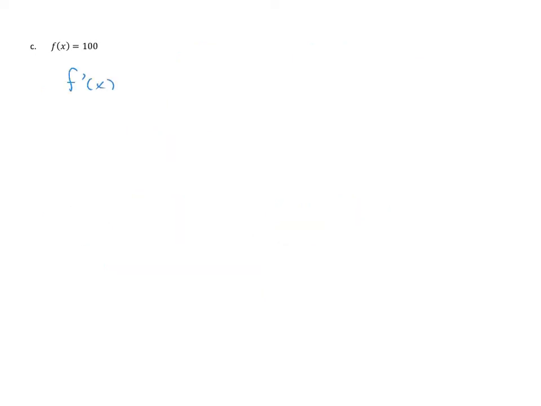f prime of x for f of x equals 100 is the limit as h goes to 0 of, the first thing in the definition is f of x plus h. There are no x's within this function, so f of x plus h is actually just itself, 100. Then you want to subtract off the function, which is f of x. That is 100 as well, and this whole thing is divided by h.